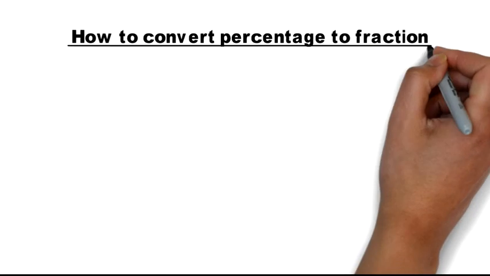Next, we will discuss how to convert a percentage to a fraction. Example 1. Convert 75% to a fraction. To convert a percentage to a fraction, we need to divide the number that is written in percent by 100. This will change it to a fraction. Then, we will reduce the fraction to its lowest term.